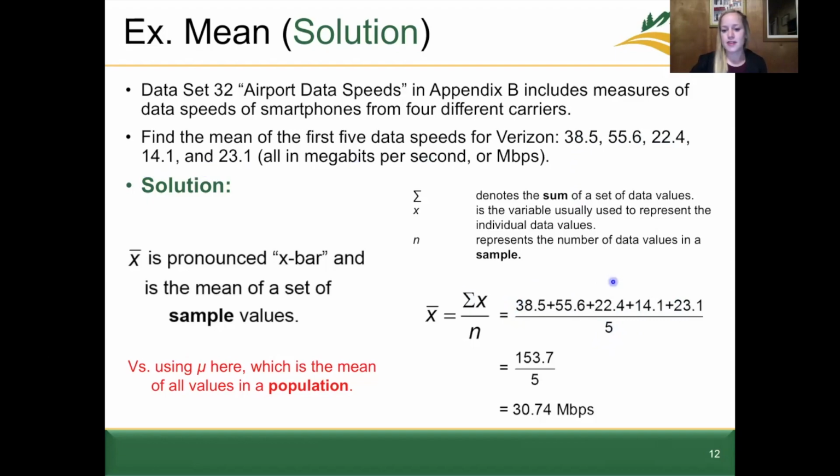To do this in the correct order, we want to add all of these first because there are implied parentheses here. If you remember your rules of PEMDAS, we need to take care of everything in parentheses first. So first we add the numerator, then we divide by 5. Here we get 153.7 as the summation, then we divide by 5 and get a final answer of 30.74 megabits per second. Hopefully you did well on that one.